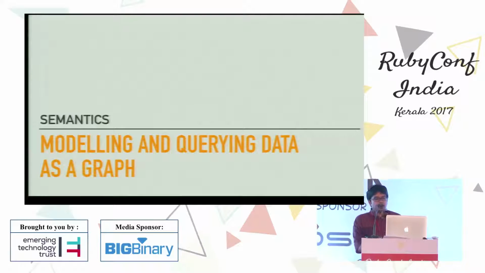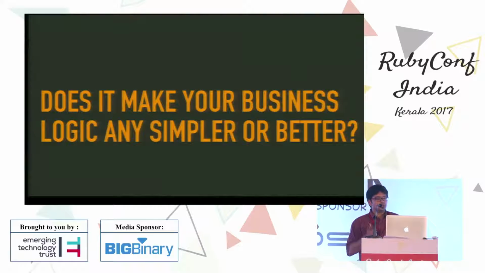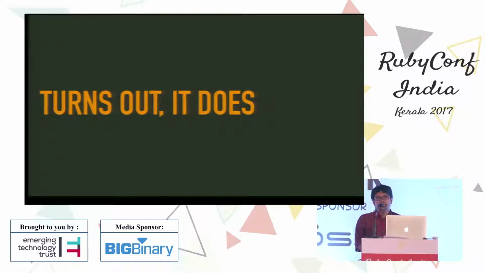What do I really mean by modeling and querying data? Or what is semantics really all about? It really boils down to this one question: does it make your business logic any better or any simpler, right? Writing cleaner, simpler code, well-testable code is a major goal. That is one of the primary goals of an engineering team. And turns out a graph database like Neo4j does make our business logic simpler and better with better abstractions. And we'll see how through a few examples and a couple of other things that I want to share today.